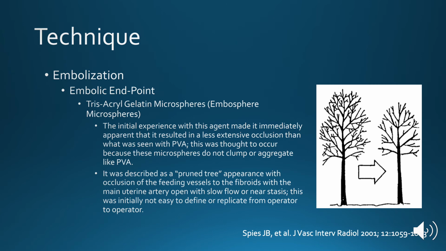Now, what about embospheres? Well, the initial experience with this agent made it immediately apparent that it resulted in a less extensive occlusion than what was seen with PVA. And this was thought to occur because these microspheres don't clump or aggregate like PVA. The endpoint was described as a pruned tree appearance with occlusion of the feeding vessels to the fibroid with the main uterine artery open with slow flow or near stasis. And this was initially not very easy to define or replicate from operator to operator.